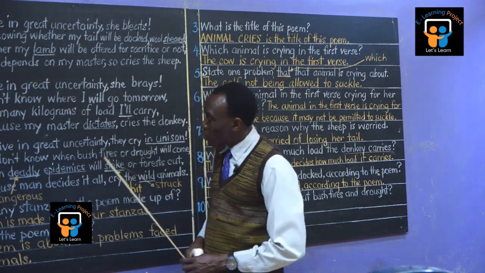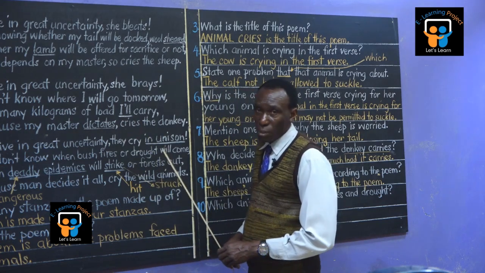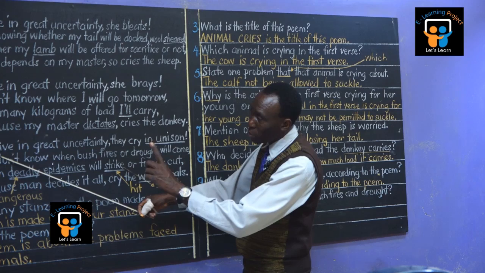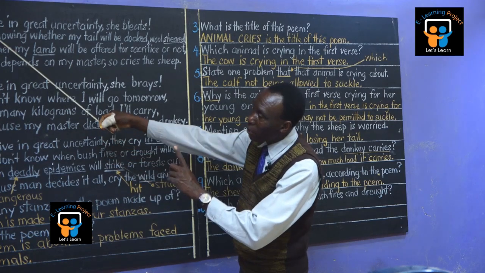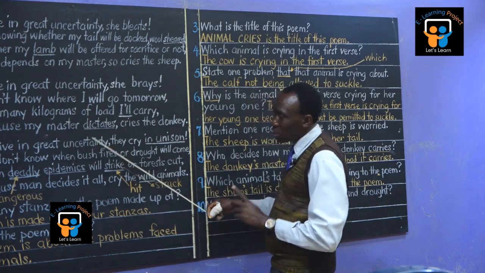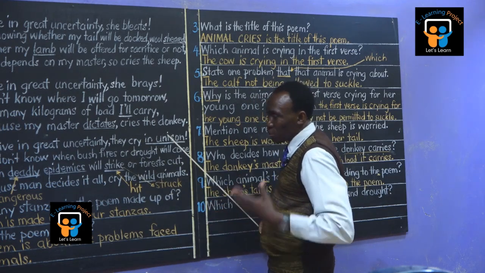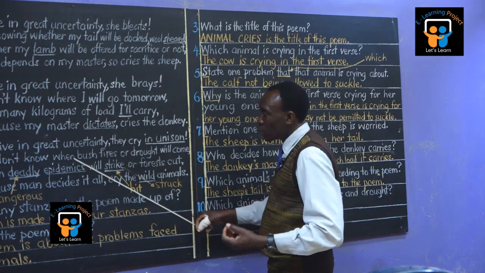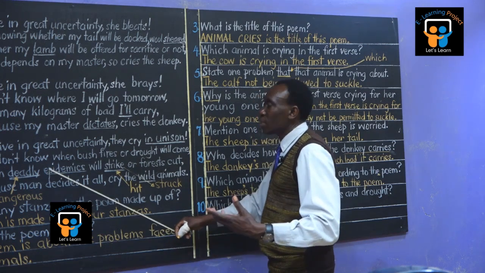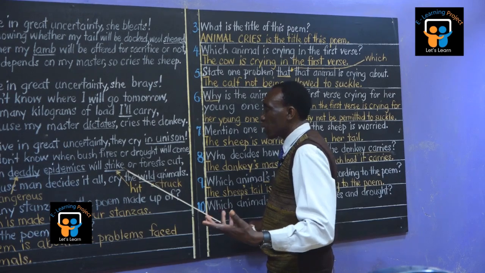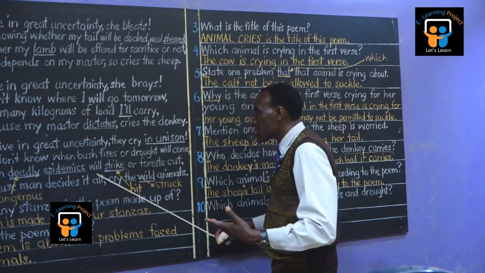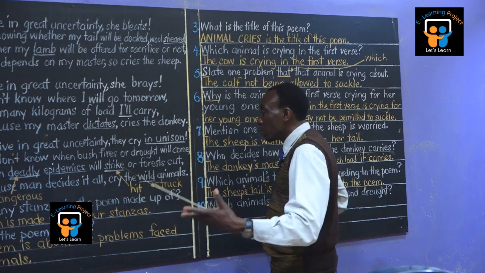We look at where the answer comes from. Okay? We live in great uncertainty. We, in plural. This has been I, but it is we in plural. We live in great uncertainty. They cry in unison together. We don't know when the bushfires or drought will come, when deadly, dangerous epidemics will strike, will hit, or forests cut, because man decides it all, cry the wild animals.